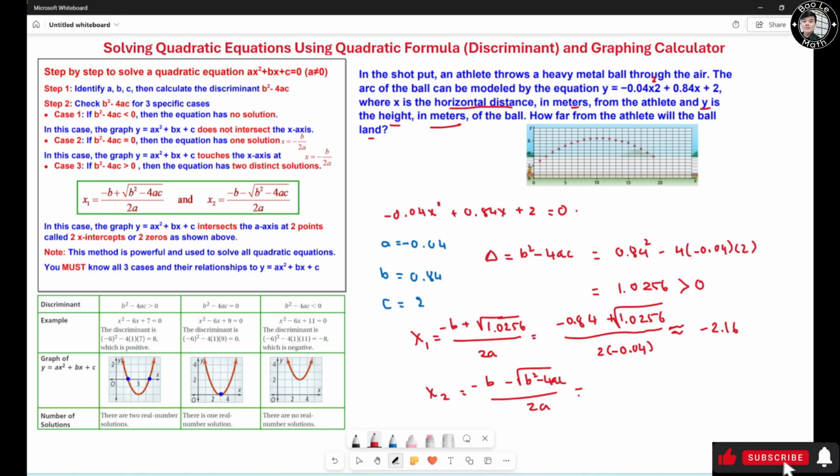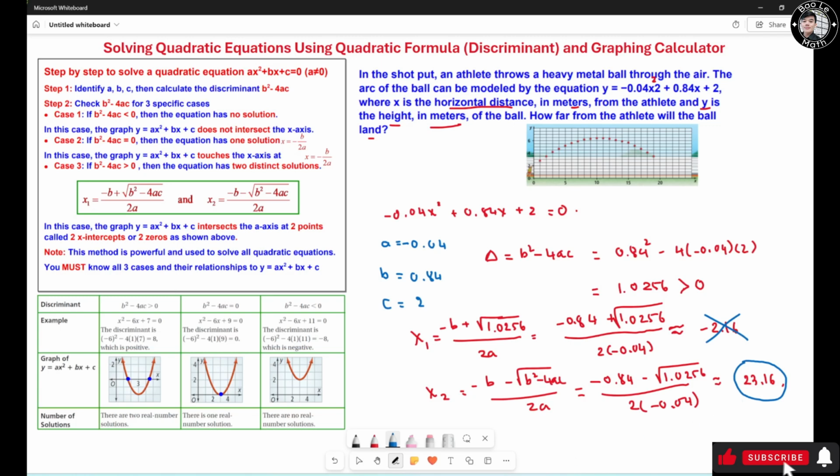So this turns out to be negative 0.84 minus square root of 1.0256 over 2 times negative 0.04. So this is approximately 23.16, right? Now, since the distance cannot be negative, you don't need to worry about the first solution. So the distance should be 23.16 meters away from the athlete, right?